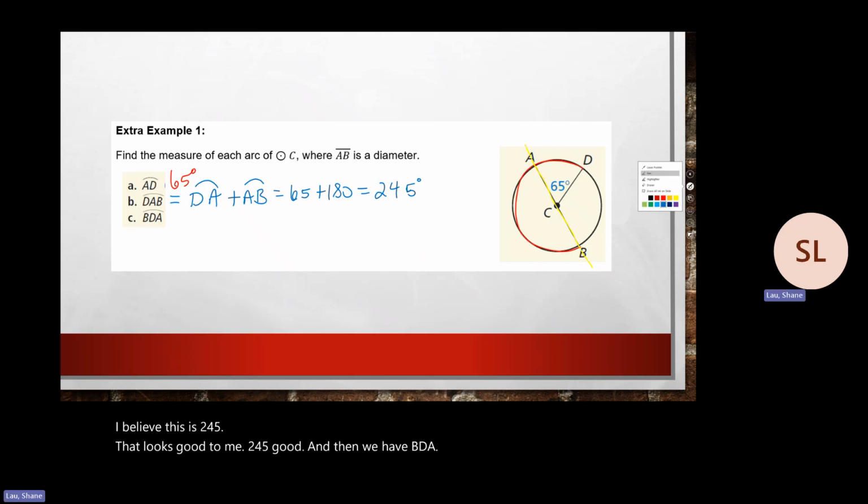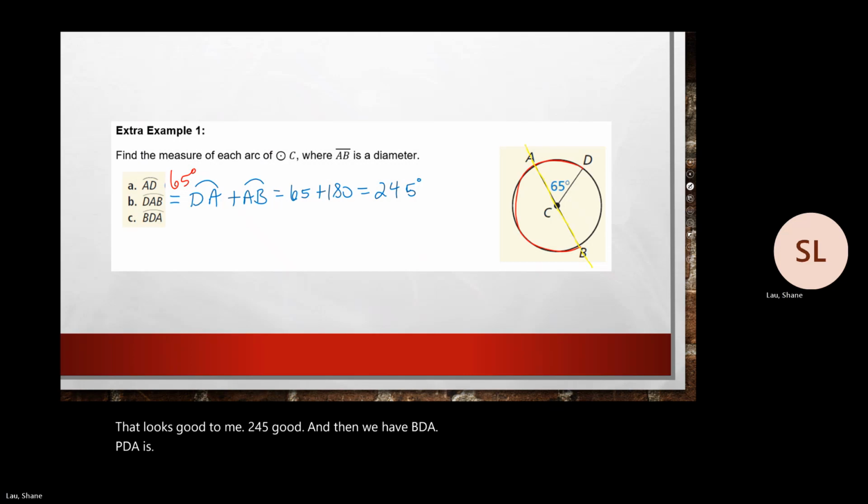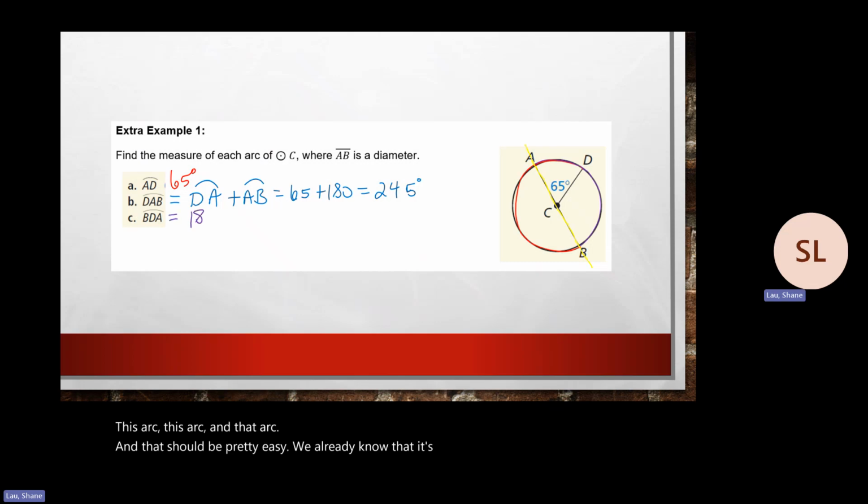BDA is this arc, and that arc. And that should be pretty easy. We already know that it's our semicircle, 180 degrees. Super simple.